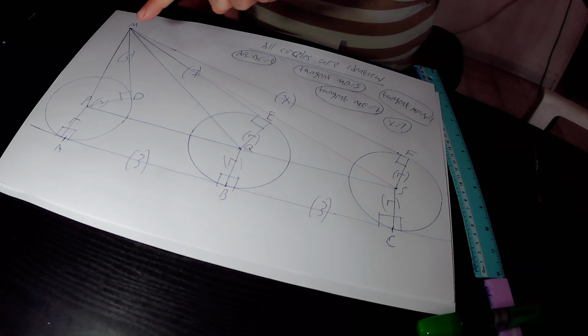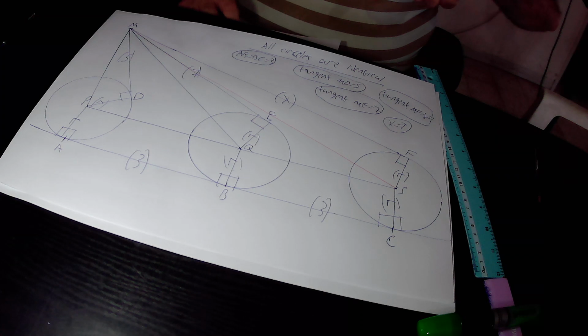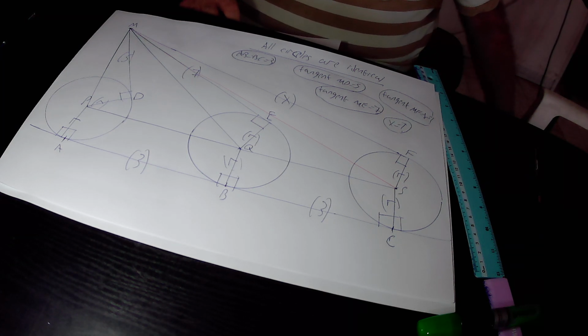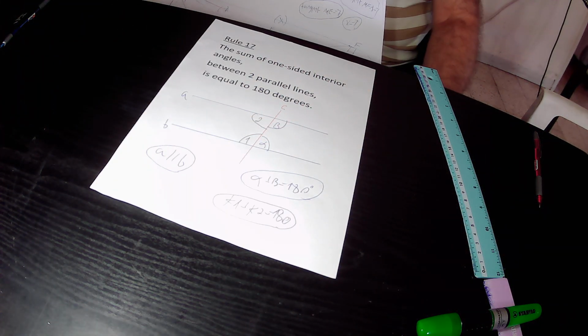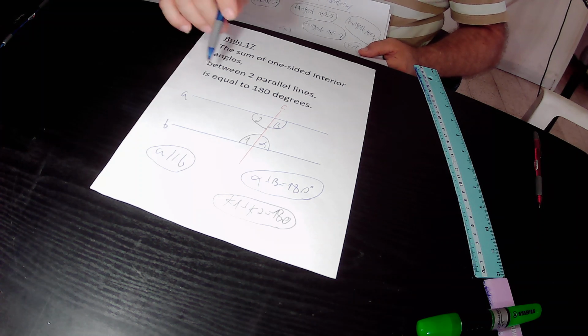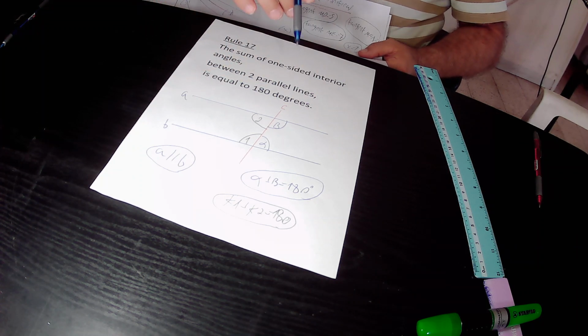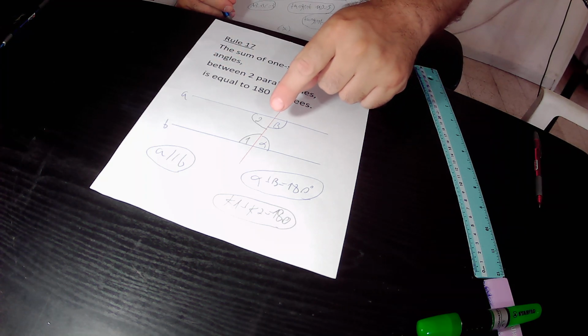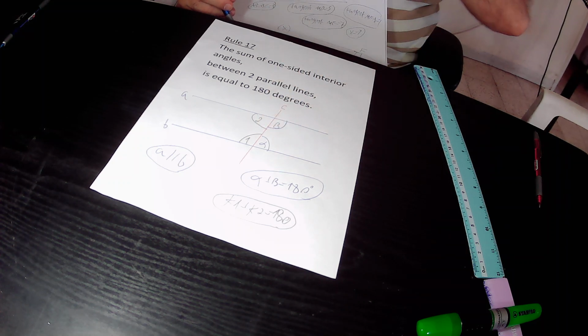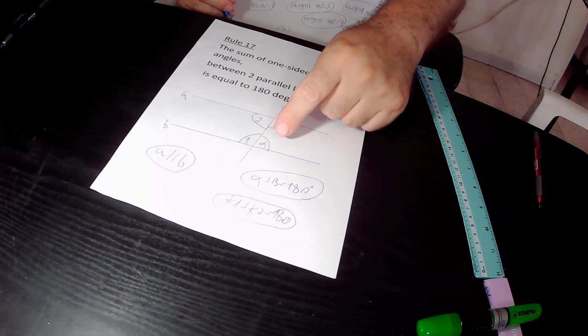And because PQS is parallel to ABC, you can implement here rule 17. So let me click on rule 17. According to rule 17, the sum of one-sided interior angles that are located between the parallel lines is equal to 180 degrees. So at the moment we have line A that is parallel to line B. The red line is line C that intersects those two parallel lines A and B at those 2 points. In addition, we have those 2 angles, alpha and beta.